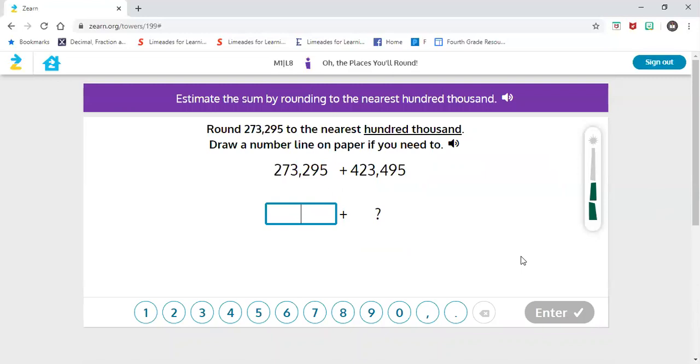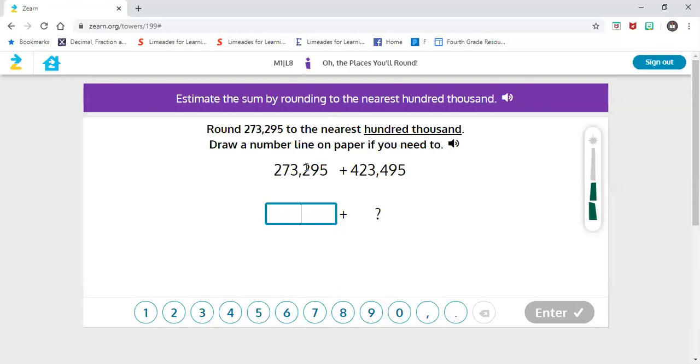Now, this time, I'm going to do it without a vertical line. Now, if you still need a vertical line, please use one. This says estimate the sum. So sum, the definition of sum is the answer of an addition problem. So that tells me by seeing the word sum that I'm adding by rounding to the nearest 100,000. So first I'm going to round my first number, which is 273,295. I need to find my 100,000th place. What number is in my 100,000th place?